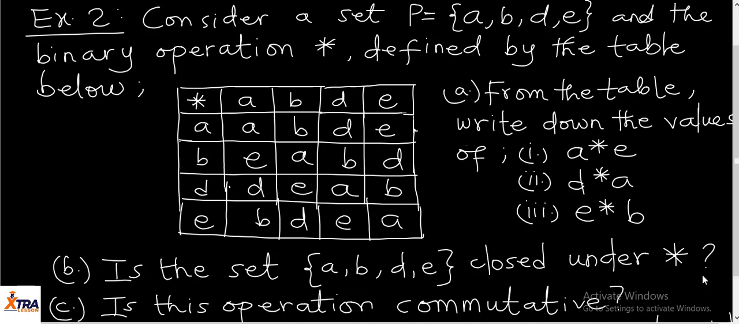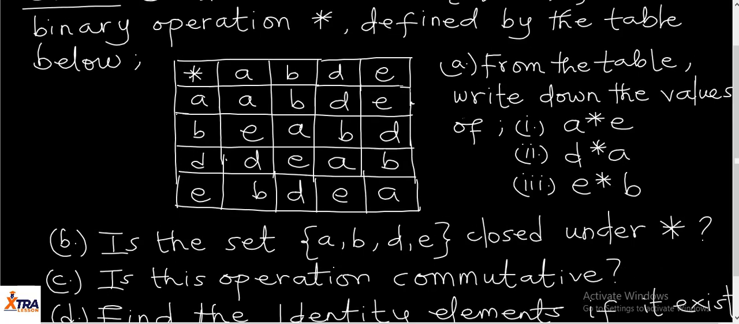We have a table here, a complete table, and we are asked that from the table, write down the value of Roman figure 1, A operation E, Roman figure 2, D operation A, Roman figure 3, E operation B. Now, the tabular presentation of our binary operations is one of the easiest ways we can have the binary operation. Why? Because it is very easy to map out and easily pick out.